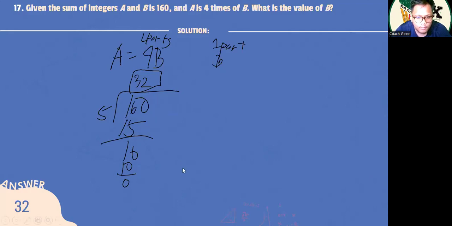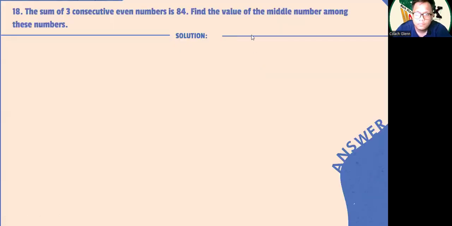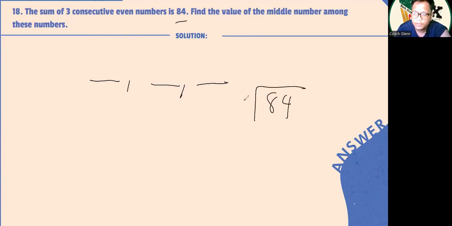So let's have the next problem. The sum of 3 consecutive even numbers is 84. Find the value of the middle among them. So we have 3 consecutive even numbers. So their sum is 84. Since we're looking for the middle, all we need to do is 84 divided by 3, okay? Because this is 3 consecutive even numbers. So let's try to solve for that one first.